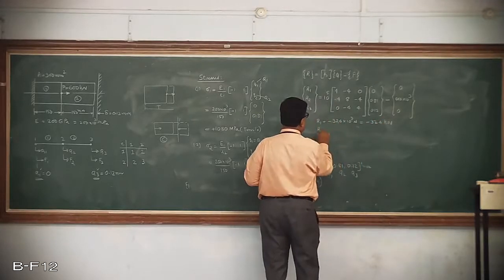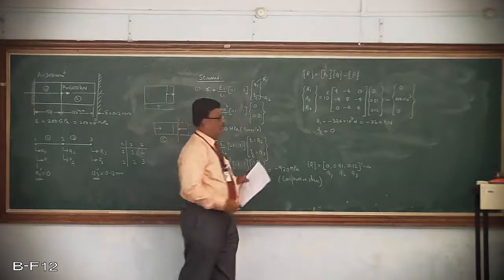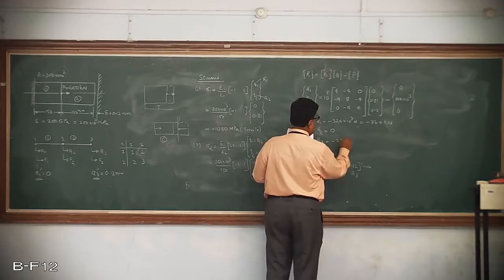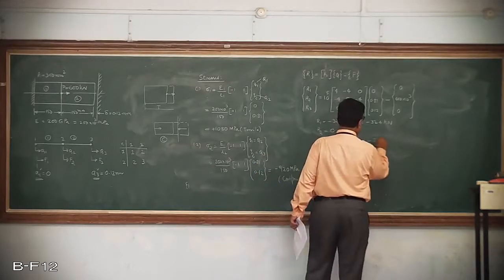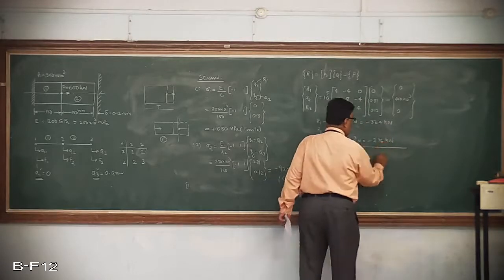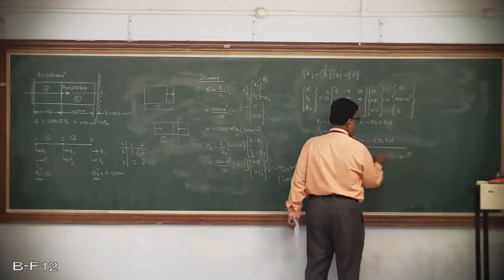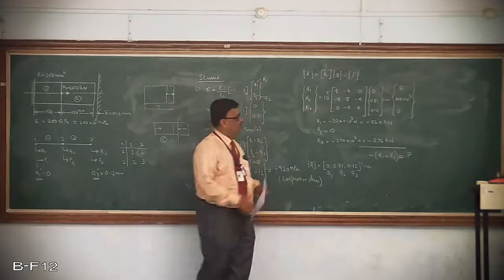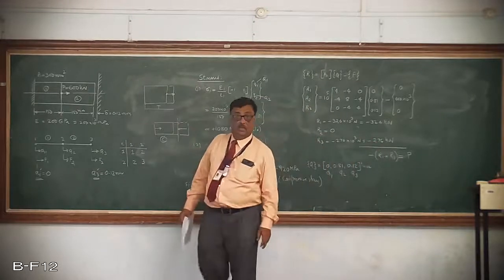And R2, obviously, since there is no support at node 2, it has to come 0. And R3, again, is going to come minus 276 into 10 raised to 3 Newton, or minus 276 kilonewton. And I have already told you, if you add this R1 plus R3, it should always be equal to P. Of course, this is going to be with the negative sign, and this should be equal to that. That means if I add these two reactions, I should get the total load of 600 kilonewton.